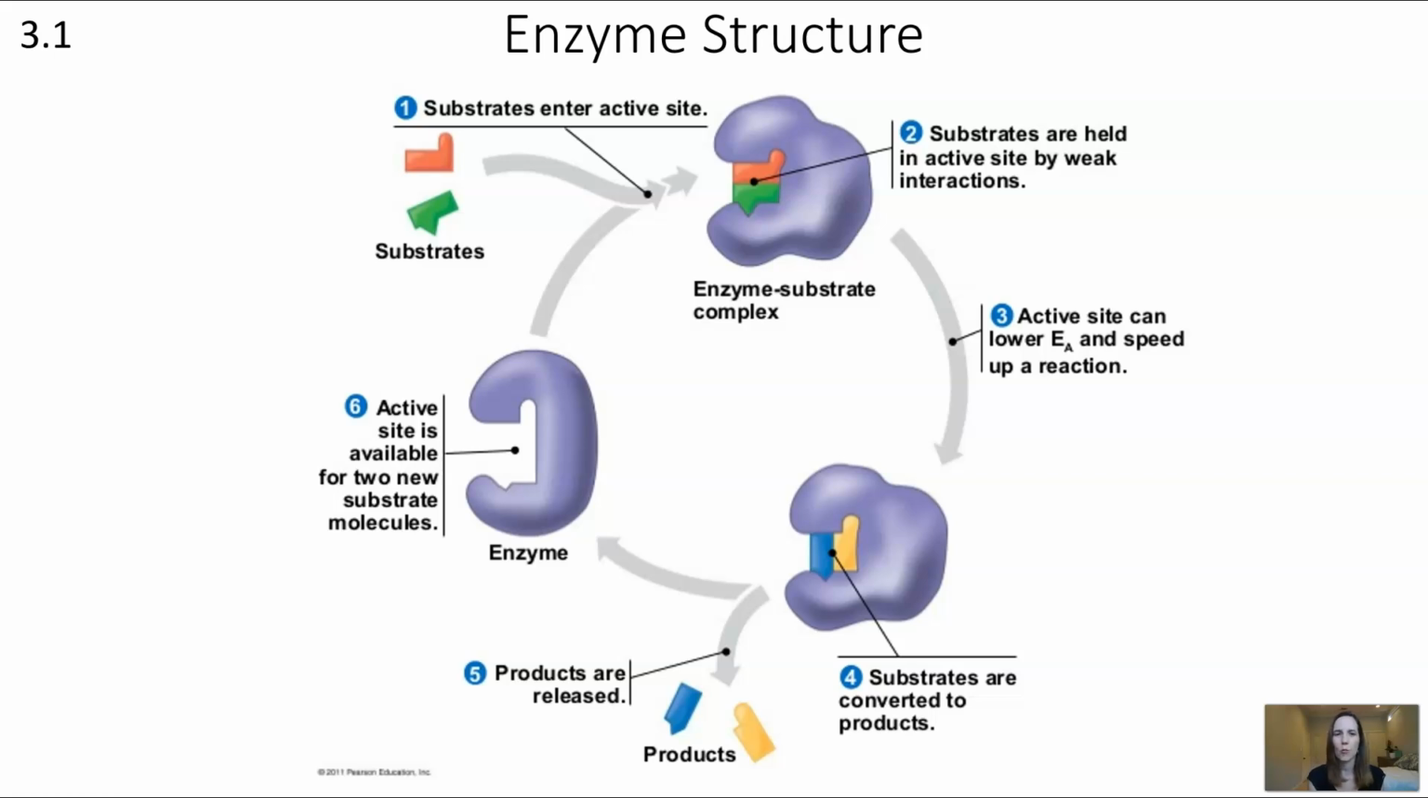What it's showing third is that the active site can lower the energy of activation and speed up a reaction. And this is what I was saying, why enzymes and energy are so important to be talking about together. The fourth step here is showing that substrates are converted to products. So here out come the products. That's step 5, the products are released. And then the sixth step is just indicating that now we're ready for the first step again. So the active site is available for new substrate molecules. So you'll notice that the enzyme is not destroyed in this process. The enzyme can continue to facilitate this interaction.